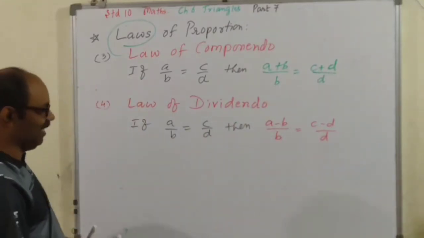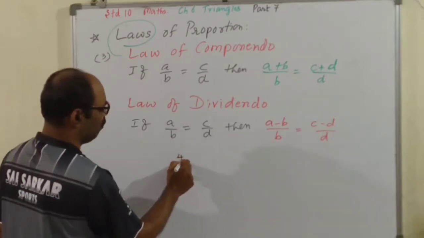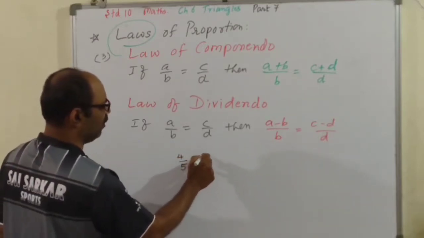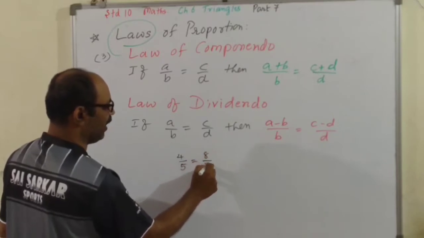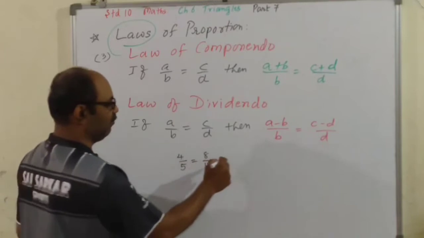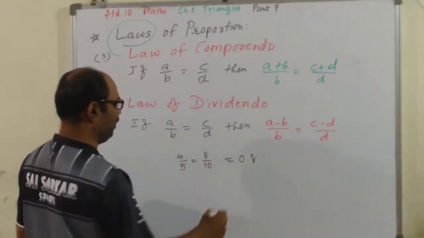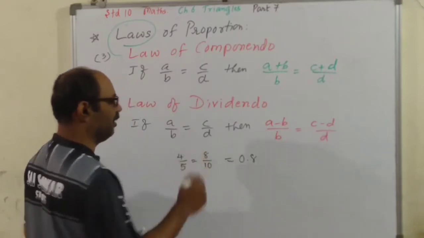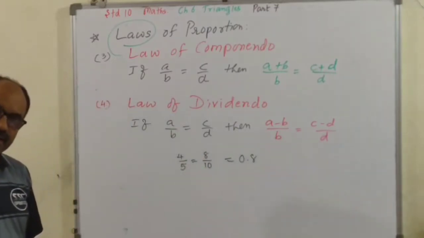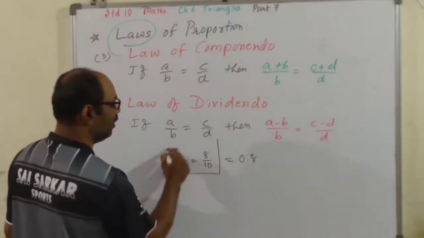Alright, check. Would you like to check one? Okay. 4 upon 5 is equal to 8 upon 10. 5 fours are 20, 4 tens are 40. So equal. And if you take the value, it is 0.8. Is that clear? Fine.